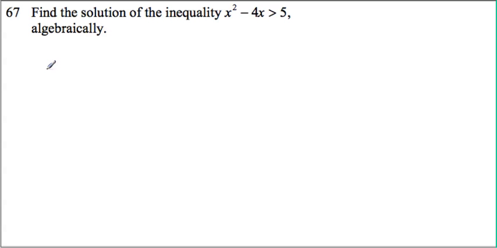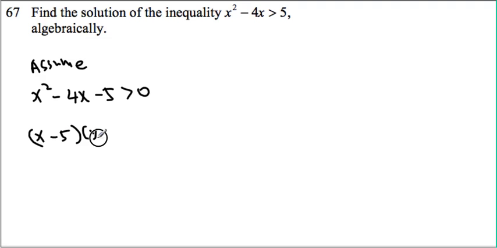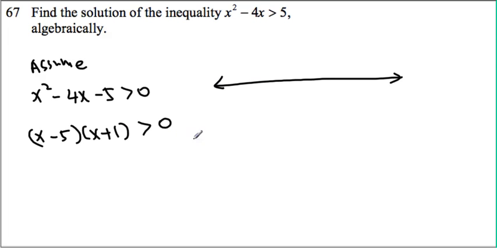Number 67, same kind of idea. Let's try to finish this one. Here we get by subtracting 5, so x squared minus 4x minus 5 is greater than 0. How about that? Now this becomes x minus 5, x plus 1 has to be greater than 0. And let's try to do the test point. So here we have 5 and negative 1, which will make the left side equal to 5.